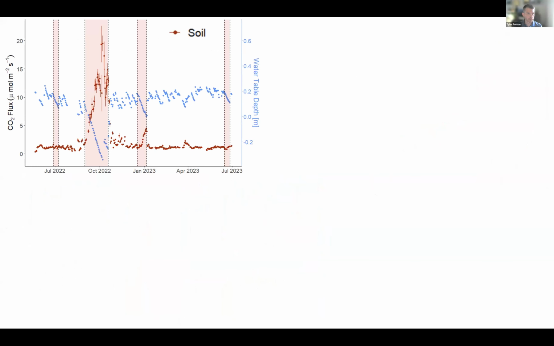And so turning to the carbon dioxide side of things, here we see the time series of the soil chamber fluxes measured throughout this study period. It is important to note these are opaque chambers, so this should be respiration only that we're seeing. And again, during the dry periods, particularly in October and January, as the water table is dropping and the soil is drying out, we see a pretty large increase in the CO2 flux measured in the soil chambers.